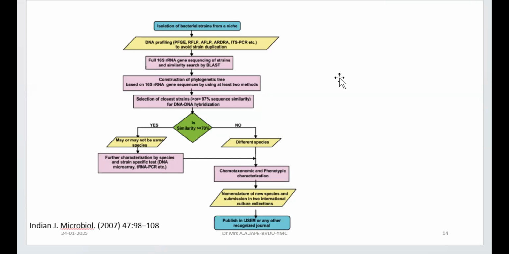BLAST is a software tool which is going to compare the data you have obtained with the genomic data which is available in the database. All right. So construction of a phylogenetic tree is the next step. Selection of the closest strain, which is showing more than 97% sequence similarity, for DNA hybridization.